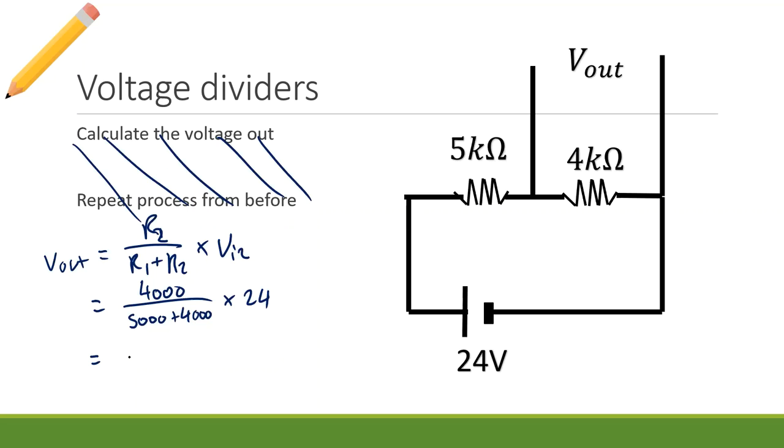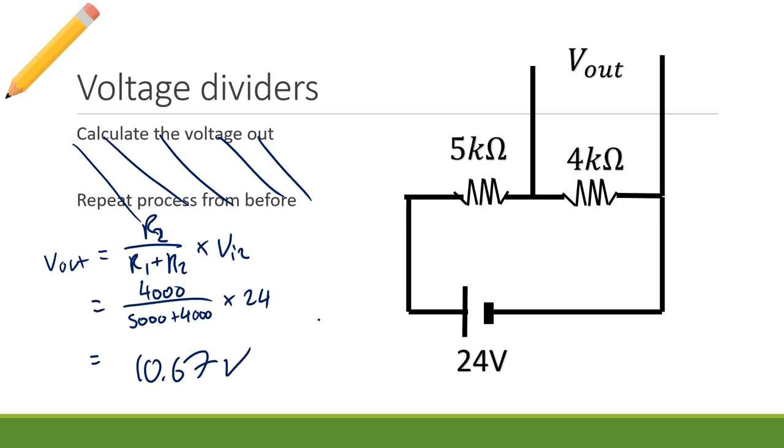10.67. That's what I got. 10.67 volts. That is our V out. And we got that by just doing that in one equation. There wasn't any mucking around here. It was just one quick and easy equation.